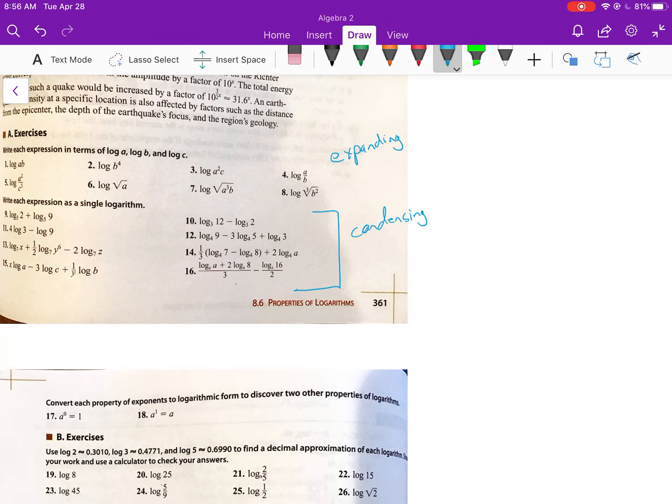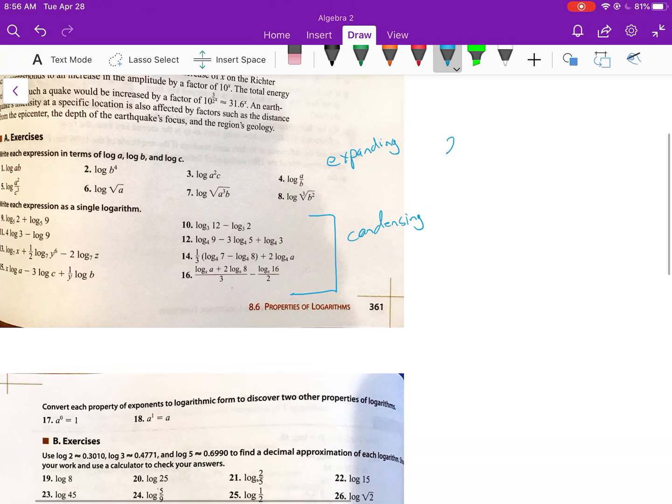So let's take a look at number 2. This is log of b to the 4th. Now, there is not a base written down here, so we know it's base 10 if there's no base written down, and they did that for all those 1 through 8. What we're going to do here is use the rule where this exponent comes out front. It's the power rule. So this is 4 log of b.